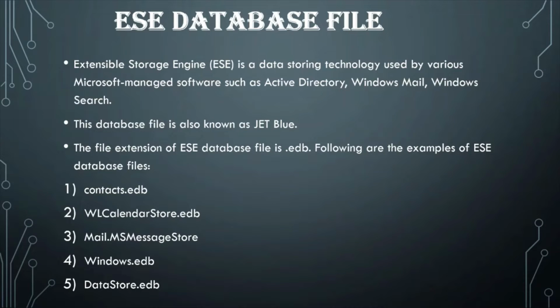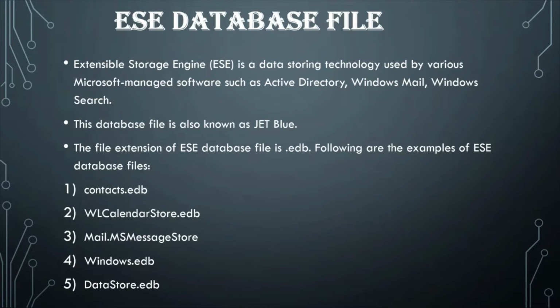The ESE is also referred to as Jet Blue. ESE database files are denoted by the .edb extension. You have seen that in File Explorer there are many .edb extensions. Those are ESE database files only. So following are examples of ESE database files.